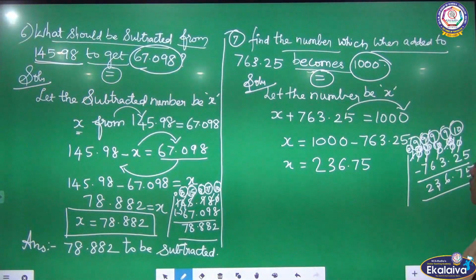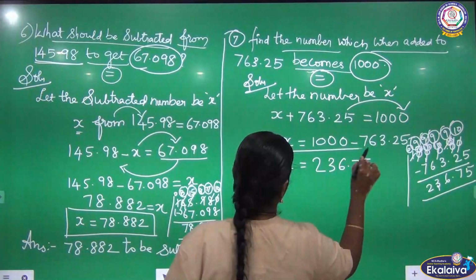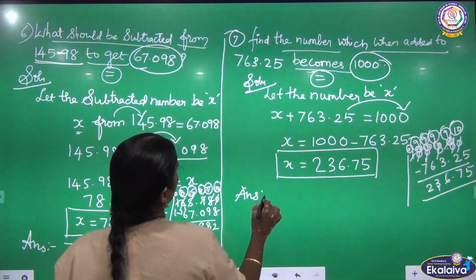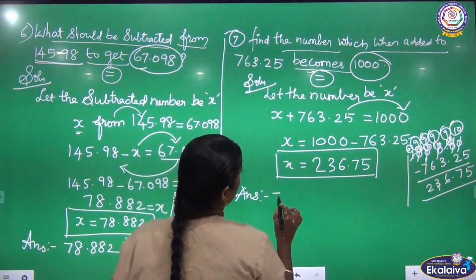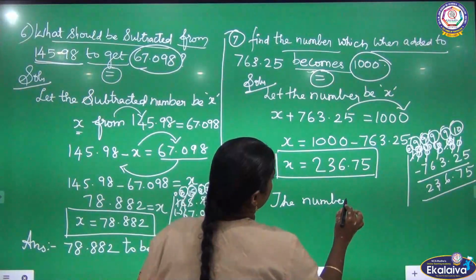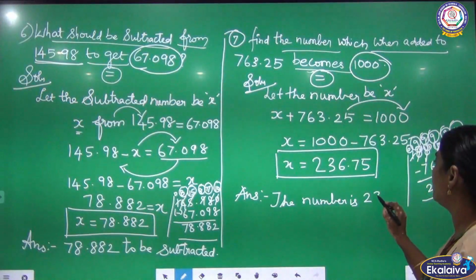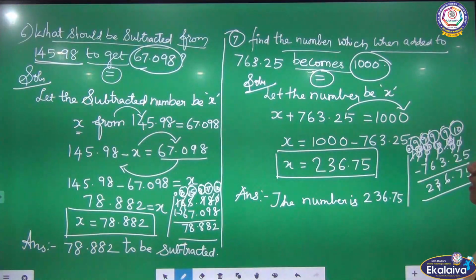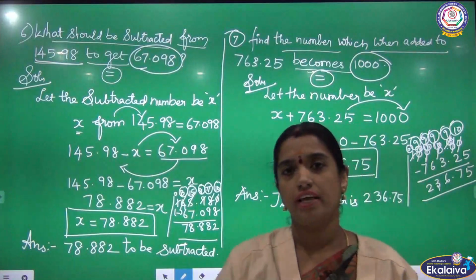So x is equal to 236.75. Now finally I am going to write the answer to find the number which when added. So the number is 236.75. Can you understand this, children? Thank you, children.